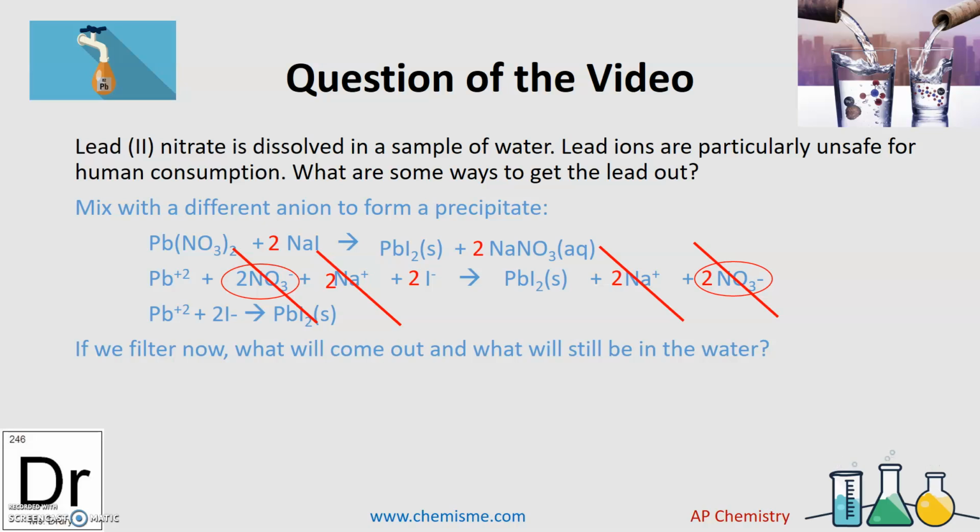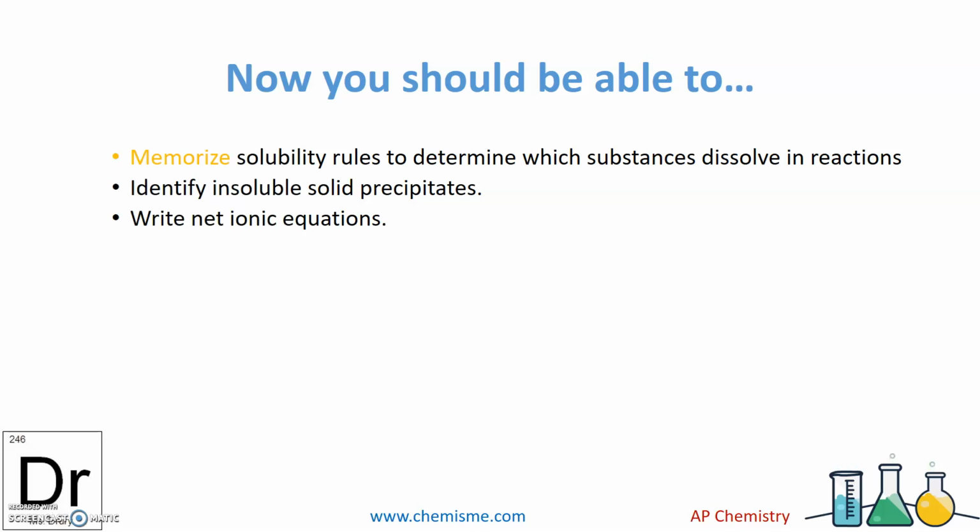So you only want to add as much as you need to get the precipitate out. You don't want to have too much excess. At this point, you should memorize your solubility rules, use them to find the solid precipitates, and write net ionic equations.